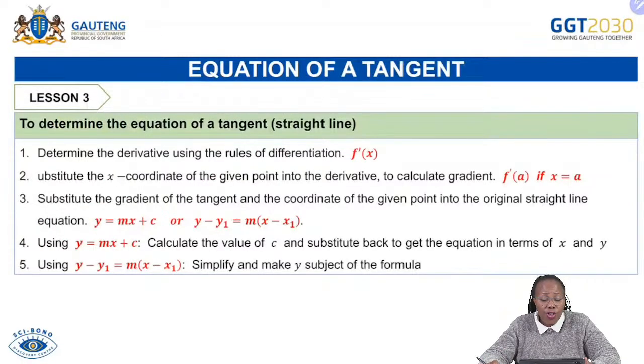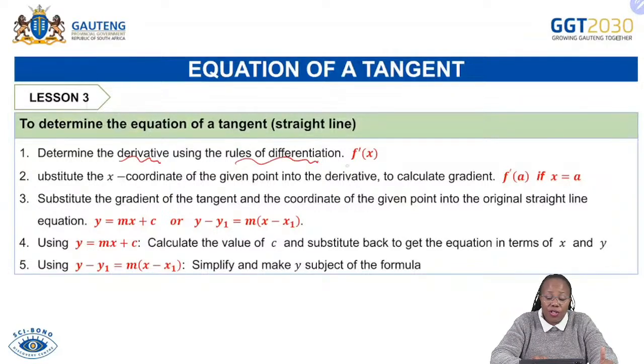Now we move to the equation of a tangent. To determine the equation of a tangent, remember a tangent is a straight line graph, okay? And then to determine the derivative using the rules of differentiation, that means number 1, you need to determine the derivative using the rules of differentiation. That means f derivative of x if we are given f of x, okay?